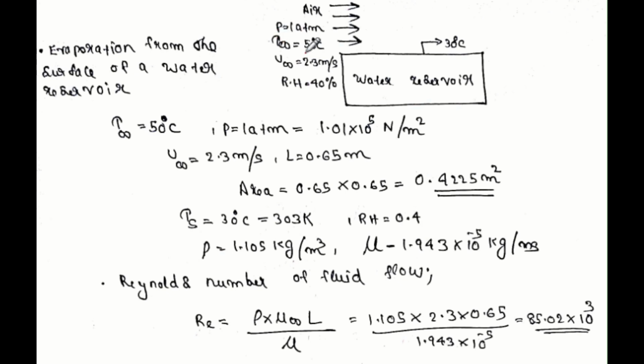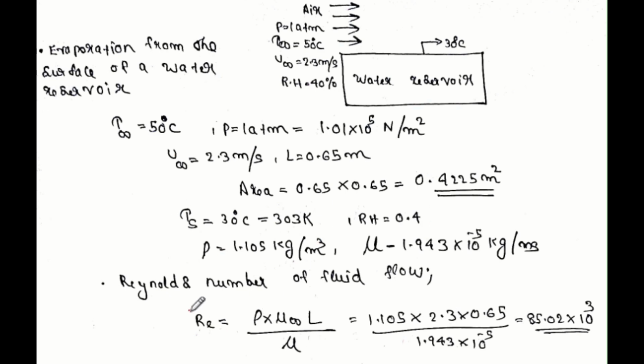That's why T infinity means temperature of the air, and similarly the velocity of the air. These are all given conditions. Also, the relative humidity of the air is given. So what happens is evaporation from the surface. The air is moving, so obviously there will be evaporation from the water in this reservoir. We have to find the amount of mass that evaporates. That's our aim. So first, these are all the given conditions.